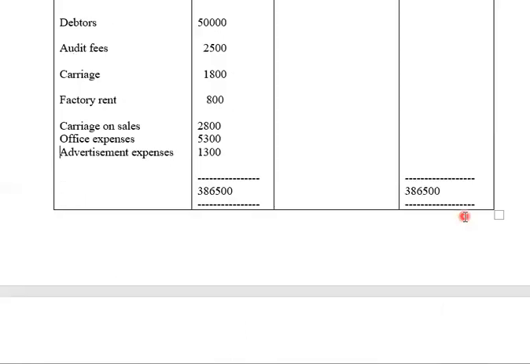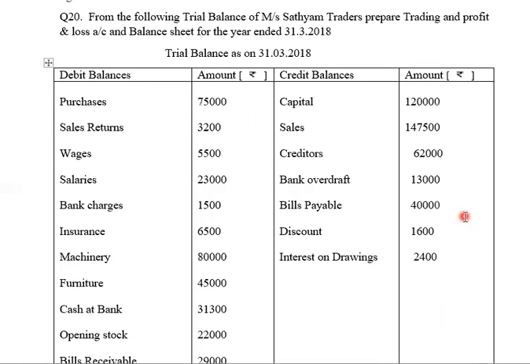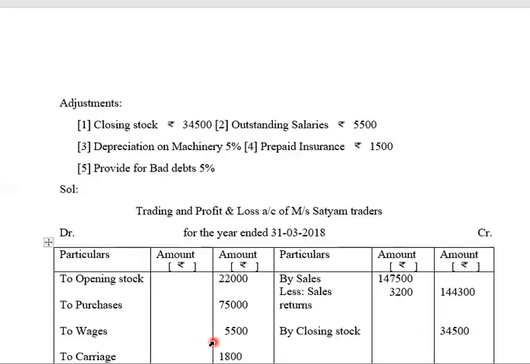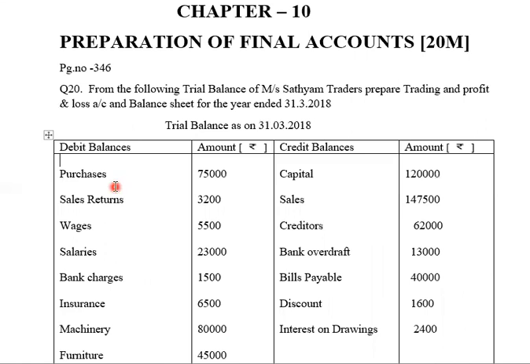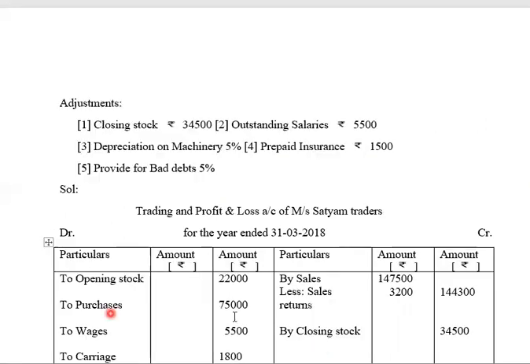So first we'll be starting with opening stock. The value of opening stock is given as 22,000. So opening stock will be recorded on debit side of trading account as to opening stock 22,000. Then we'll be writing purchases. Purchases is given as 75,000. From purchases we'll be subtracting purchases returns which will be given as credit balances. But in this question there is no purchase return, so we'll be writing the value of purchases directly in outer column as to purchases 75,000.